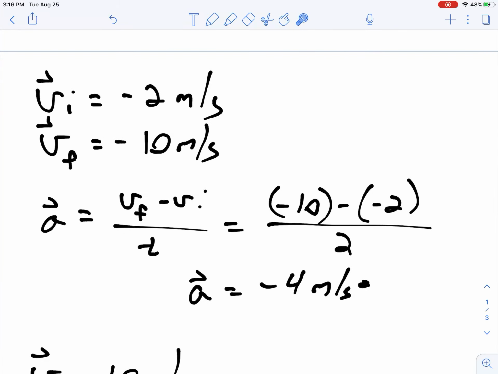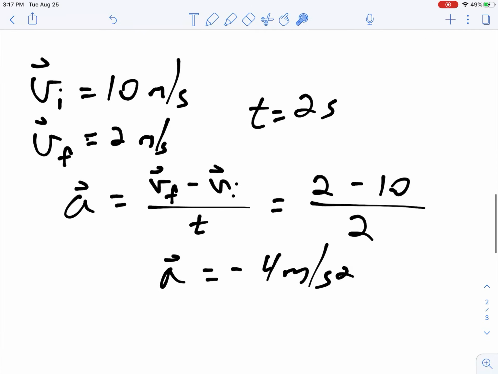In this example, my velocity started off at negative 2. We finished off at negative 10. I went from 2 going towards the left, and I finished at 10 going to the left. So my velocity got more negative. My velocity went from negative 2 to negative 10. My velocity changed in the negative direction. It got more negative. My acceleration is in the direction of the change in the velocity.